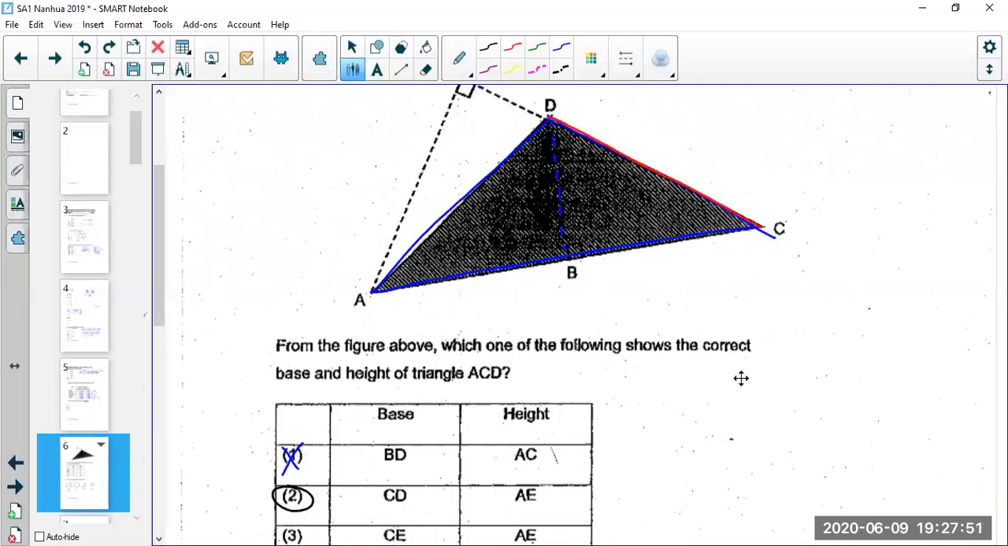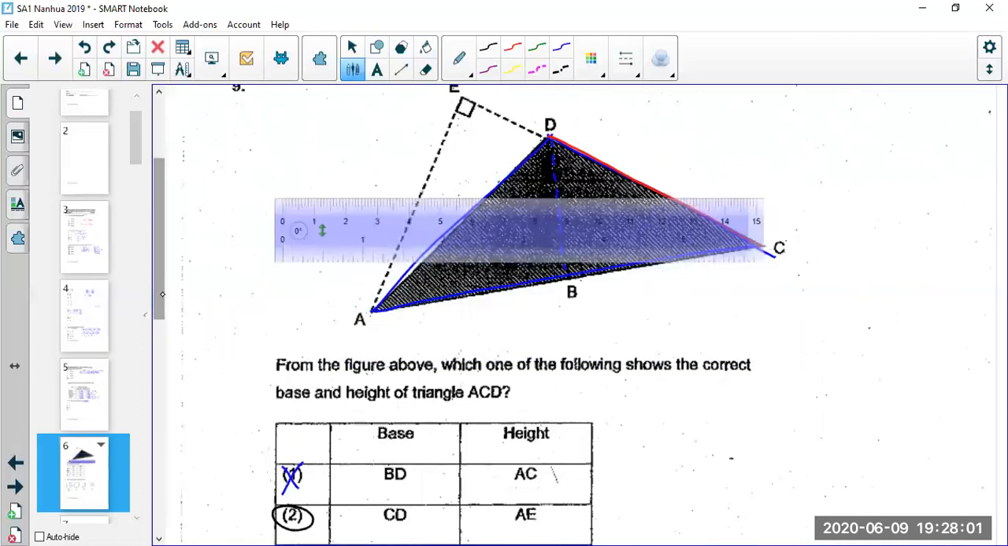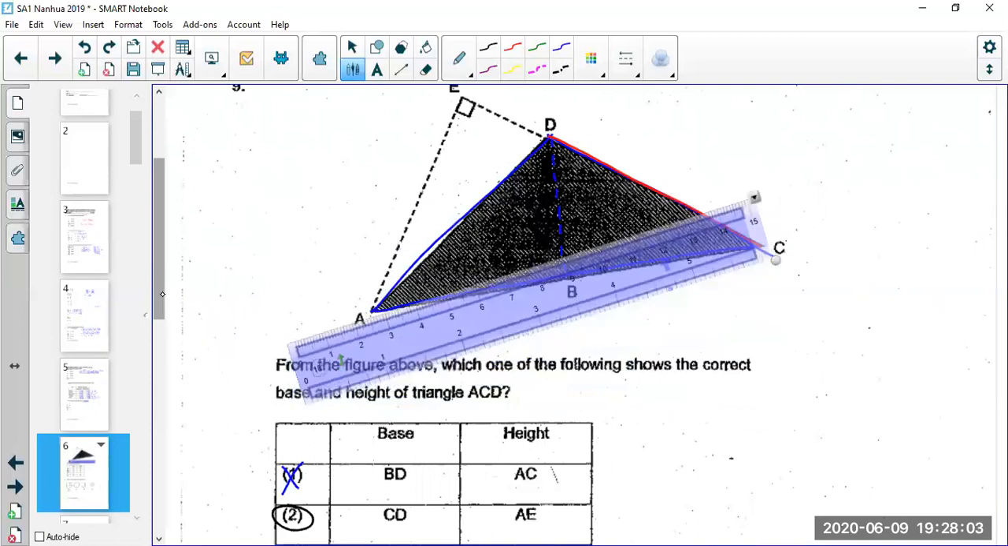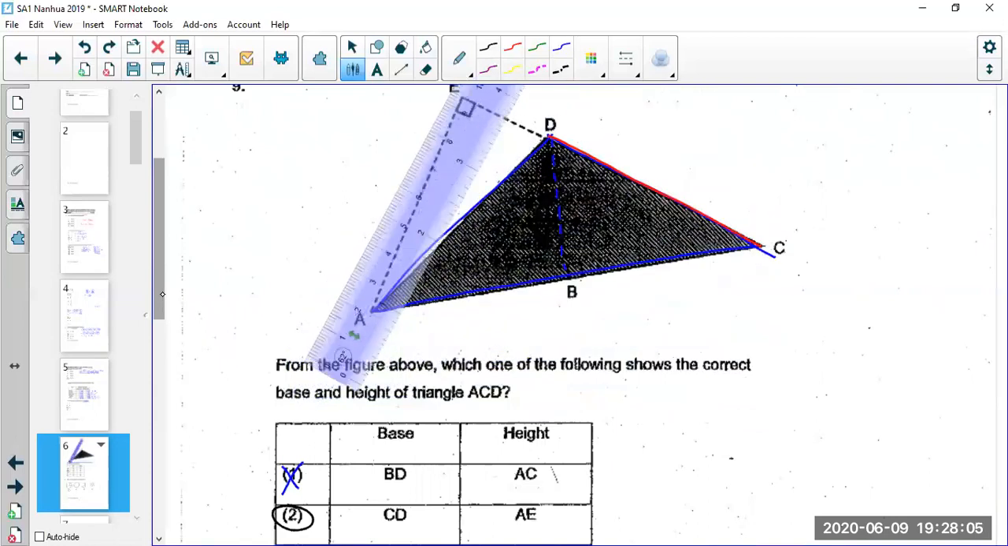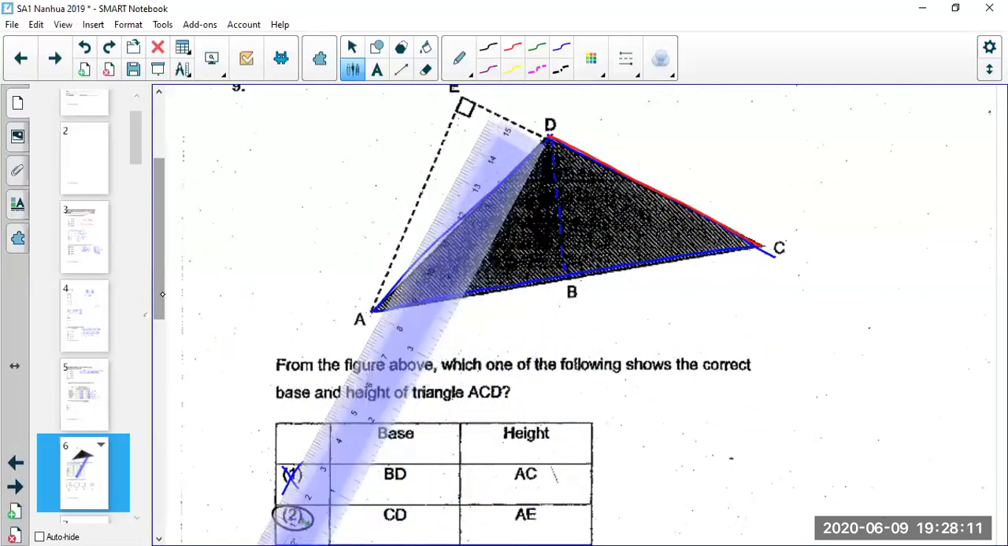Take your ruler and put your ruler on the base. You take your ruler and you put it on the base. You see, like this. Put the ruler on the base, shift the ruler left, right. You see a line that's parallel. Yeah, there's a line that's parallel, right?